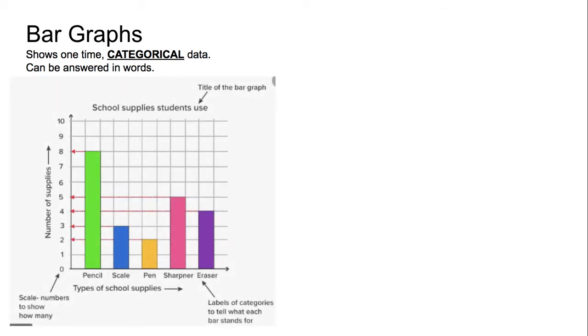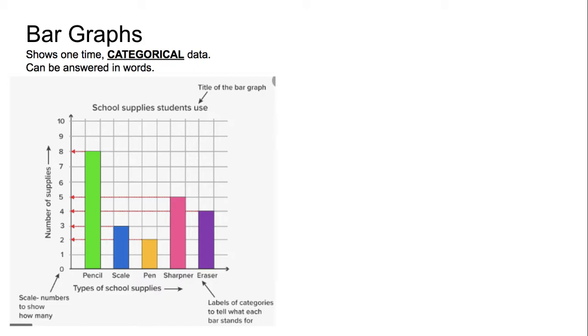Here's an example. This graph has the title up at the top, School Supplies That Students Use. Down at the bottom, it labels the categories on the horizontal axis: pencil, scissors, pen, sharpener, and eraser. Notice they're equally spaced at the bottom axis. Those are the types of school supplies. Then the vertical axis has the scale, the numbers to show how many of the school supplies the students are using. Notice the scale is the same, it's counting by ones.